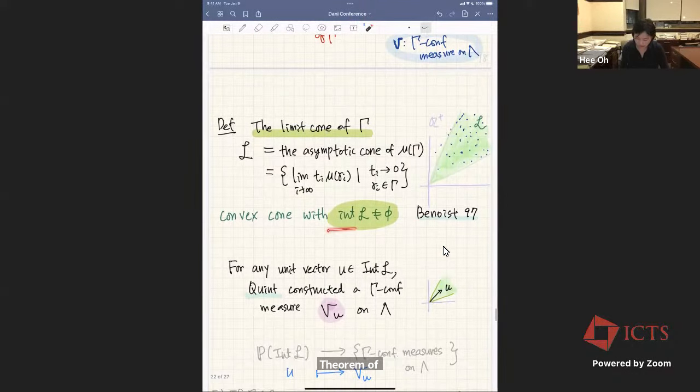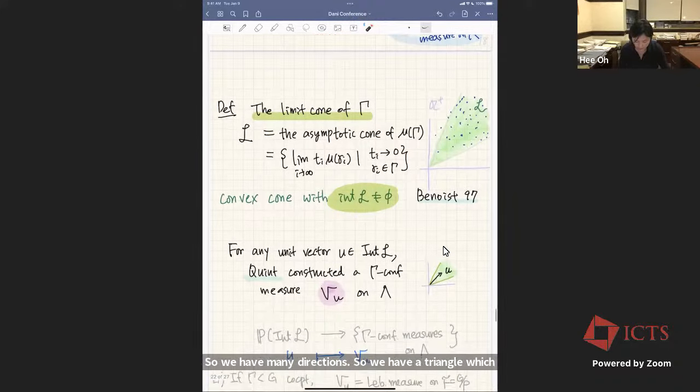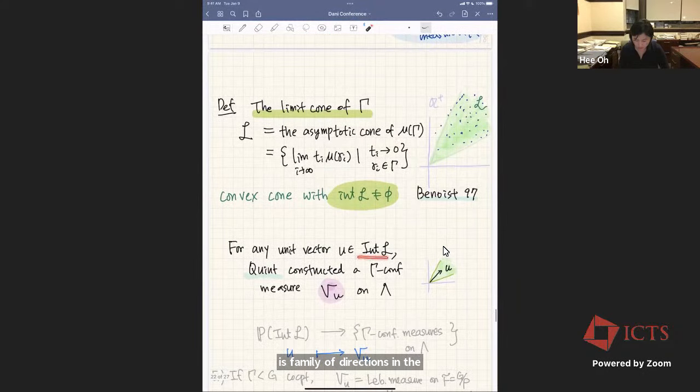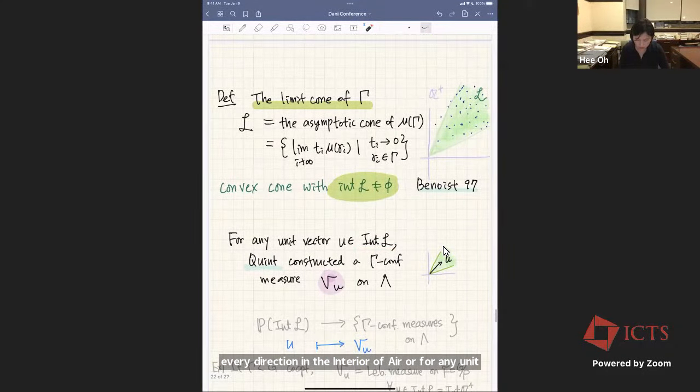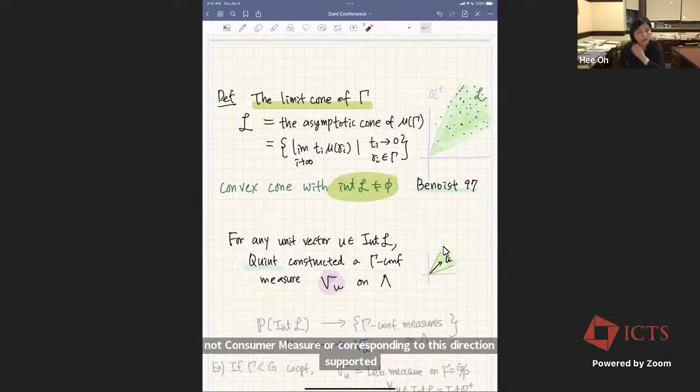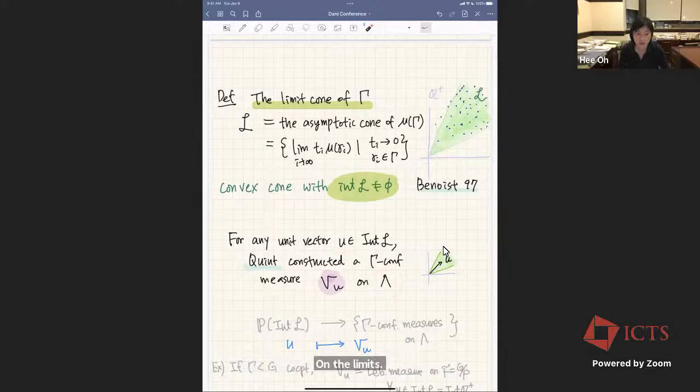Because it has non-empty interior, we have many directions. We have the rank of G family of directions in the interior of L. And for every direction in the interior of L, or for any unit vector in the interior of L, Kang constructed a gamma conformal measure corresponding to this direction, supported on the limit set. So it's a generalization of Patterson-Sullivan's construction, but for every direction, he constructs this.